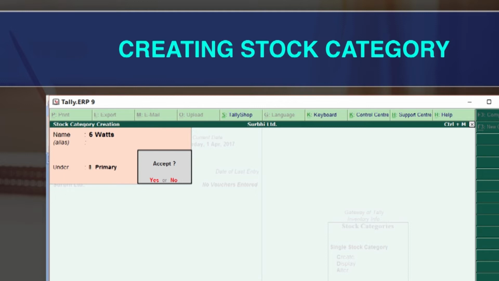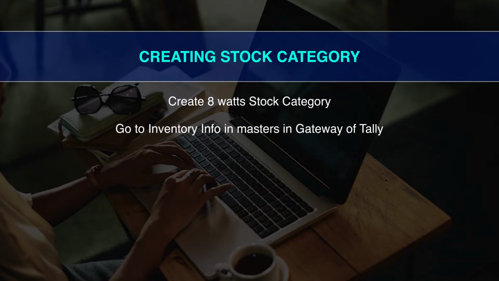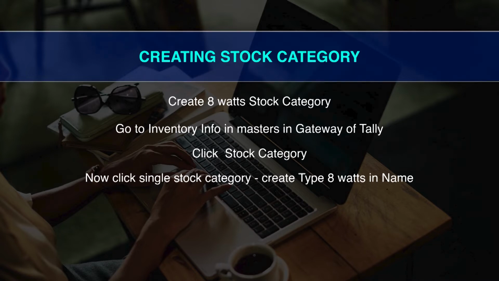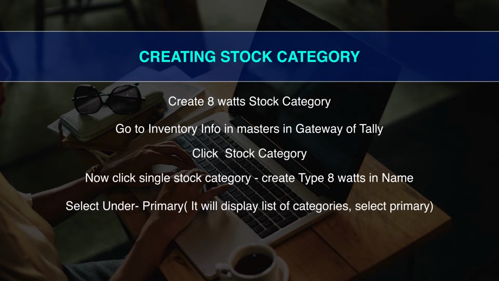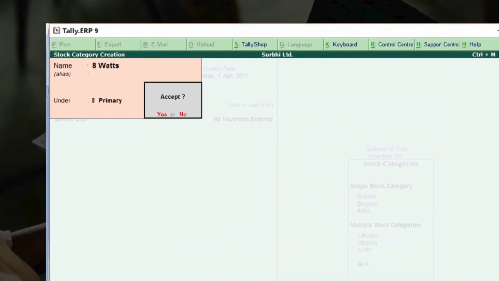In a similar way, let's see how 8 watt stock category is created. The procedure is same. Inventory info in the masters in gateway of tally, then click stock category. Within stock category there is a single stock category. Then screen will open and it will ask you to name the category. Type it as 8 watts. Select under as primary. Press enter and it will ask you to accept it. The stock category is created. So we have successfully created stock group and stock category.